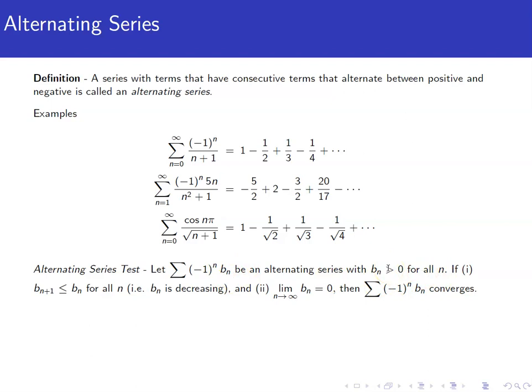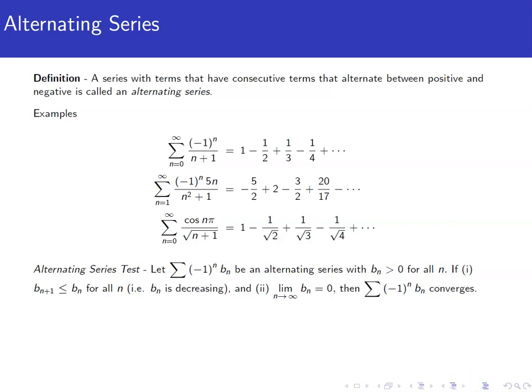We have two conditions in order to be able to use the alternating series test. The first one is that the terms have to decrease as n gets larger. And the second one is that the limit of the terms has to go to 0. If those two conditions are met, then the alternating series converges.